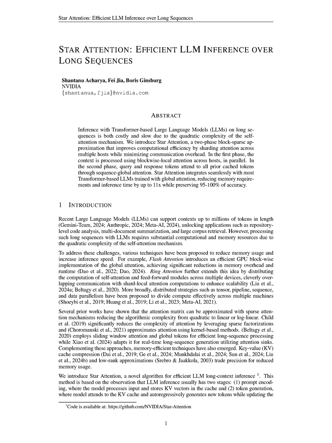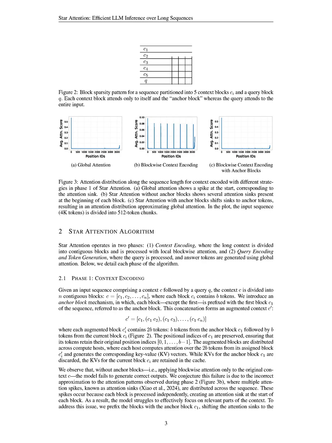This creates augmented blocks that allow each host to compute self-attention locally over these blocks without inter-host communication, reducing the attention complexity from quadratic to linear. The key value (KV) vectors for the current block are retained in the cache, while those for the anchor block are discarded to prevent attention spikes that could disrupt the attention distribution.